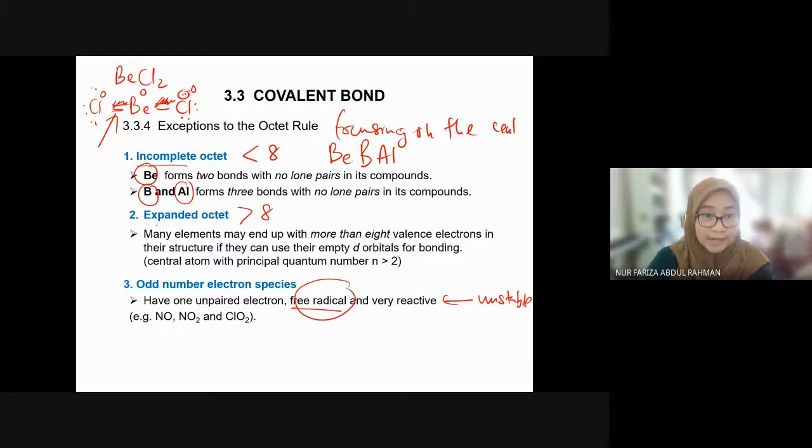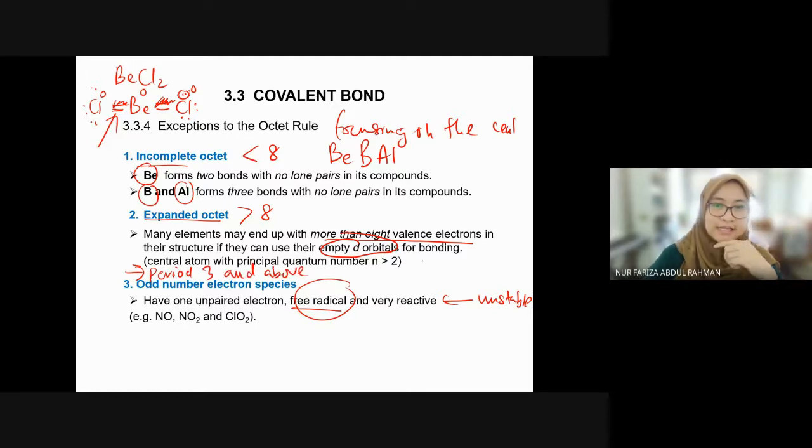On the other hand, expanded octet, the opposite of incomplete octet, has more than 8 valence electrons. We are focusing on the central atom. Why? Because of the empty d orbital. This is only possible for elements that come from period 3 and above.